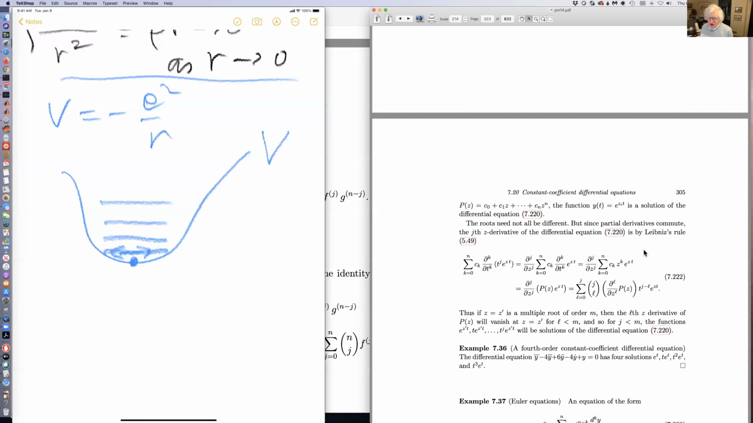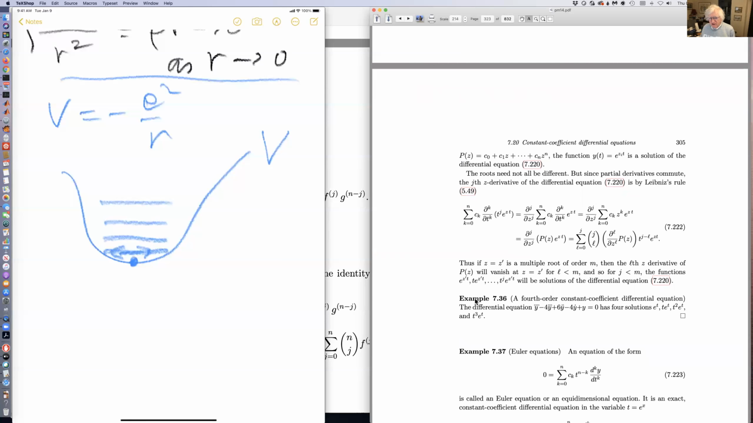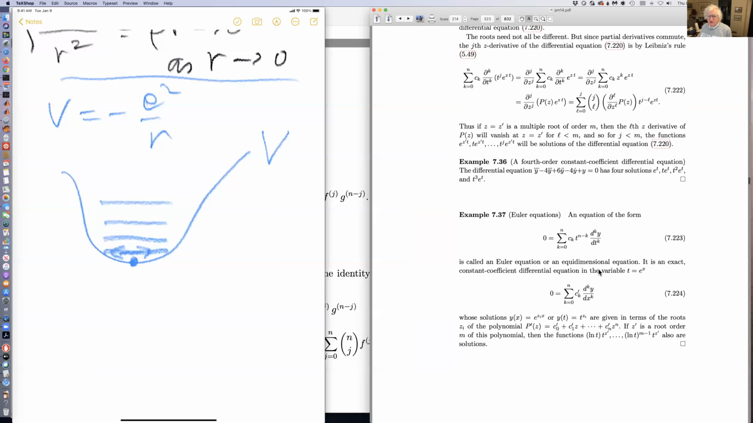If some of the roots are the same, then it turns out that if you have, say, one root that occurs j times, you can use these solutions. Suppose z prime is the root that's degenerate. Then you use the functions y equal to e to the z prime t, y equal to t e to the z prime t, and so forth, until you get even y equal t to the j e to the z prime t. So that's what you can do there.